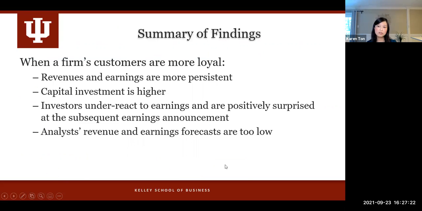So to summarize our findings, we found that when a firm's customers are more loyal, both revenue and earnings are more persistent. The firm's capital investments are higher, which are decisions that managers are making. However, investors persistently underreact to earnings and are positively surprised at the subsequent earnings announcement. We also find that analyst revenue and earnings forecasts are too low.